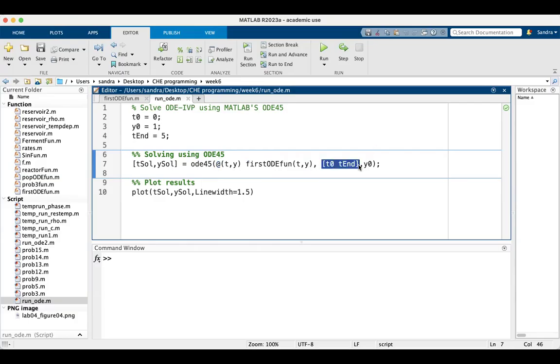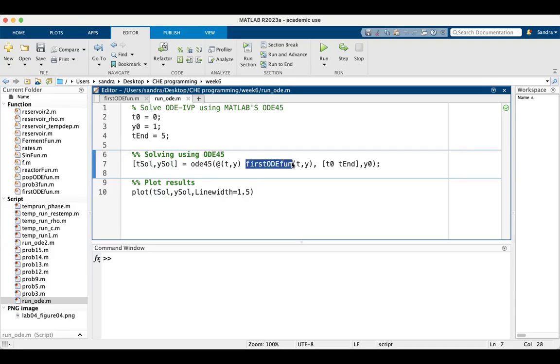And then you have to enter the range of t in square brackets. Make sure that you enter it in square brackets. It is from t0 to t end. And then comma, you give the initial condition, that is y0. Now you get output as t solve and y solve. We will see how this t solve and y solve look. And if I need to plot it, I can directly plot it. In the x-axis I'll have the different times, and in the y-axis the corresponding y values. I'm keeping it a line plot, with the line width to be 1.5.